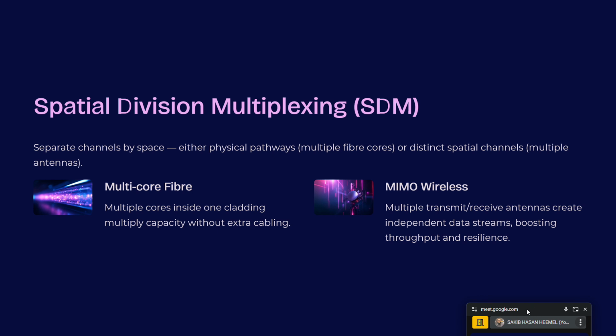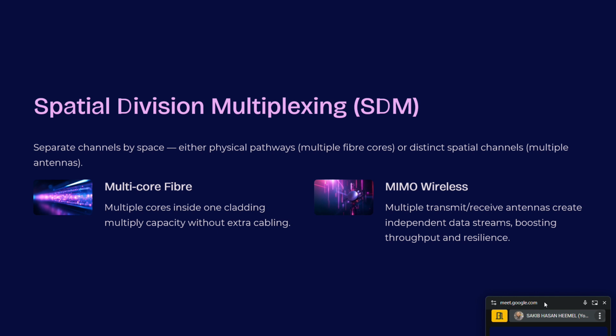First, in this slide we see SDM. SDM is a method where multiple signals are sent using different physical paths. This means channels are separated by space, not by time or frequency. An example is multicore fiber. In multicore fiber, one cable has many cores and each core carries separate data. This increases data capacity without adding more cable.